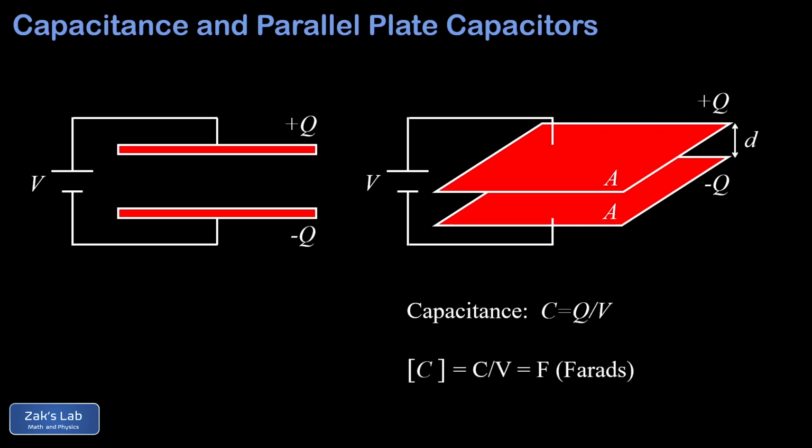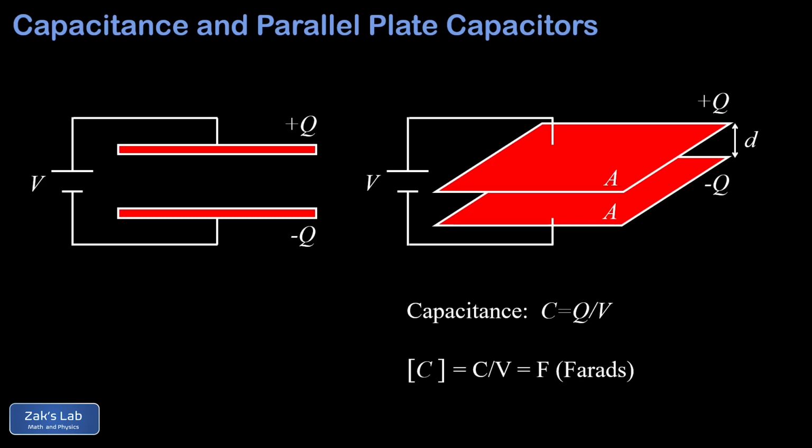And the units of capacitance are coulombs per volt, which is also called a farad. And we use a capital F for that. And so the main point of this video is to find the capacitance of this pair of large sheet conductors, which means we need to find out how the potential difference V relates to the charge on the plates Q, and then we can just take Q divided by V to get the capacitance.